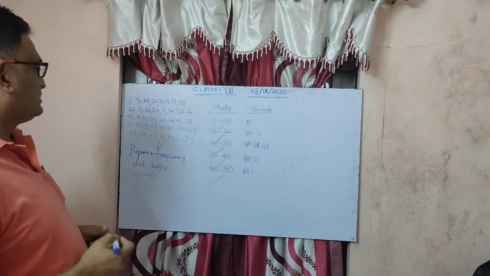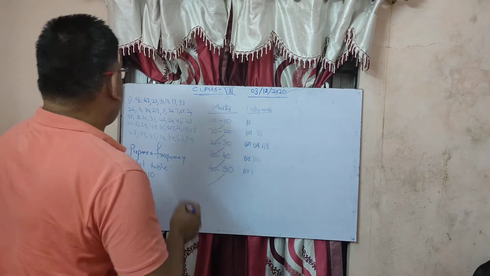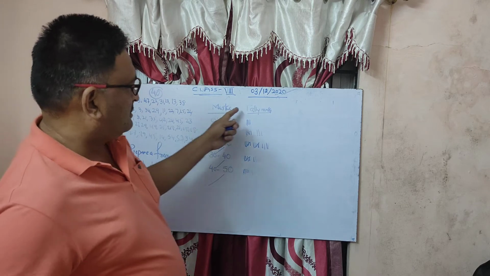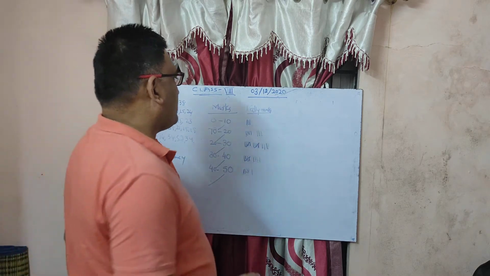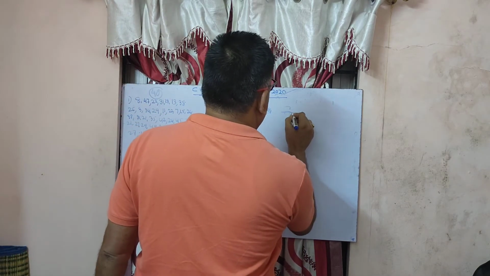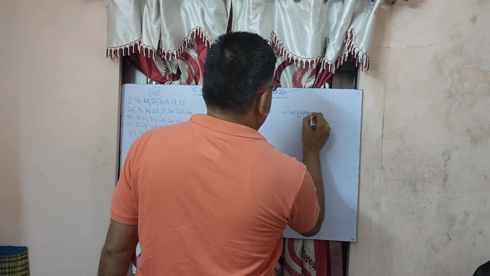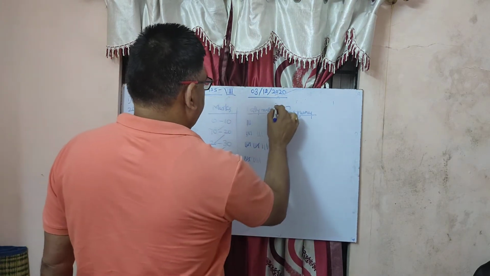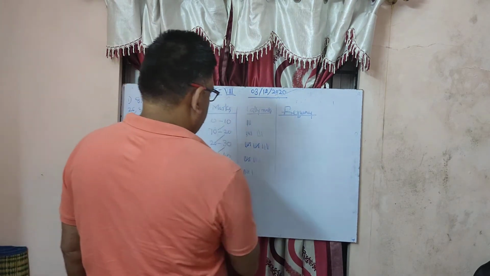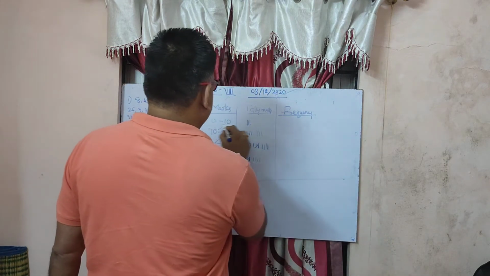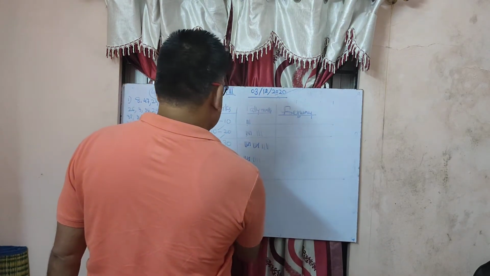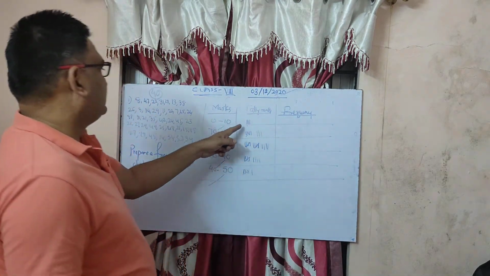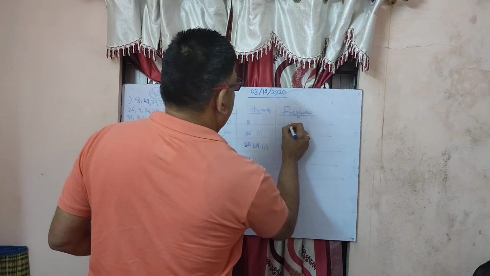Now how many are there? They are 40. Now these are the tally marks. After the tally marks, what you have to write? Frequency. You have to remember, make a column of it. Now this is the frequency table. How many are there here? 1, 2, 3. So write 3.